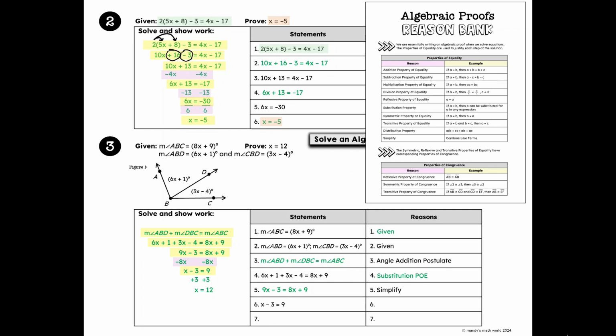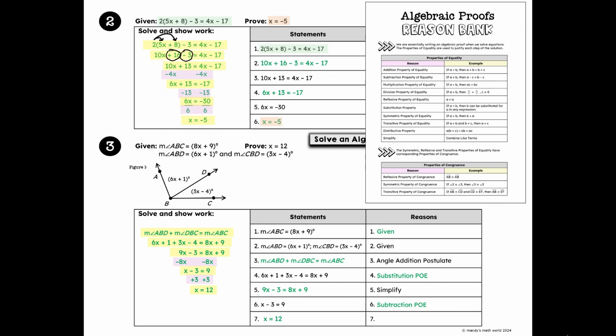I've already got x minus 3 equals 9 written down as my statement in slot number 6. What did I do to get there? I used the subtraction property of equality, right? I subtracted 8x from both sides. So I'm going to write that down. Subtraction property of equality. Now to get x all by itself, I'm going to add 3 to both sides to get x equals 12. X equals 12 is my final statement.